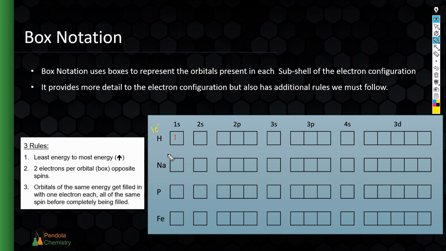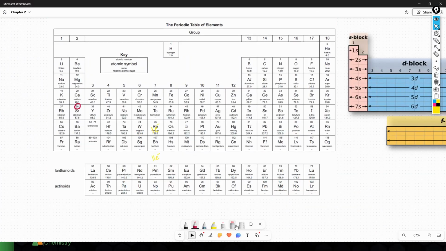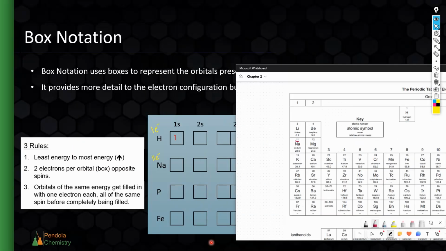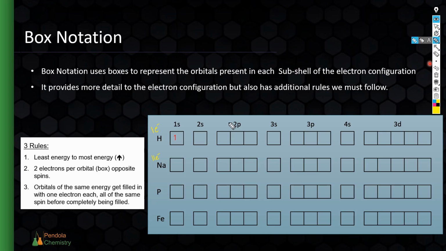Now, if we go to sodium, again, sodium has a few more electrons. Sodium has 11 electrons in it. And again, we can see that by bringing up the periodic table. So if I bring up the periodic table, we can see that a neutral atom of sodium has 11 electrons. We can see it right here, sodium 11. So that sodium atom is going to have 11 electrons. And those 11 electrons will need to go into the respective boxes.